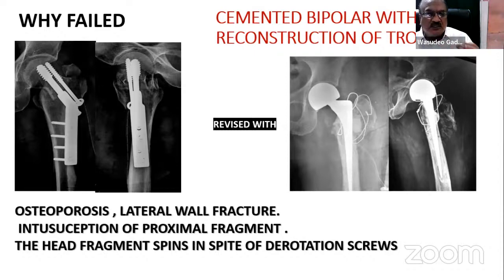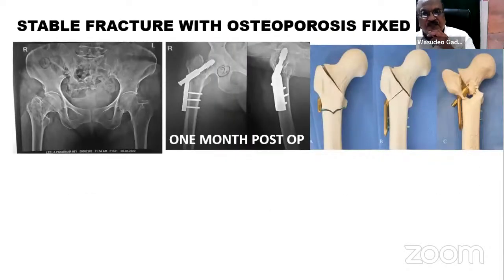So therefore, we have to study not only the implant choice, but also the quality of the bone, the holding capacity of the bone, whether it is there or not. So as another example, it's a very stable fracture. At 1 month postoperative, you will find that there is a migration of the screw only, settling and superior cut out. And you can see here how it is diagrammatically seen.